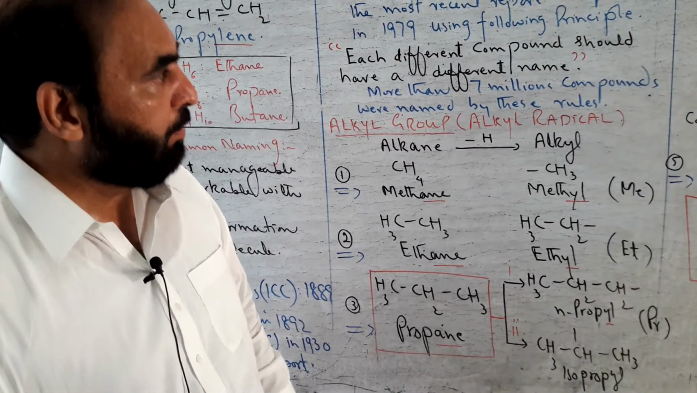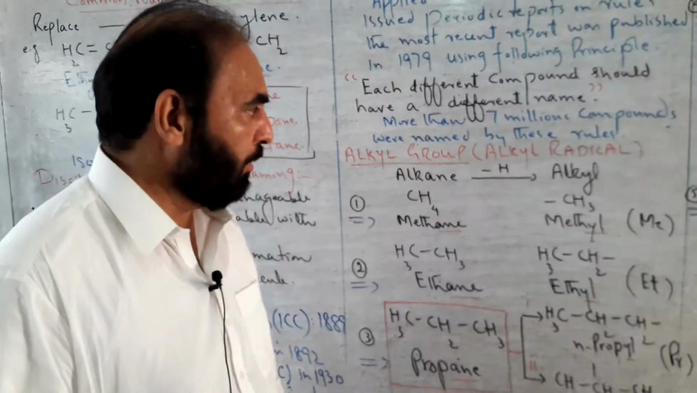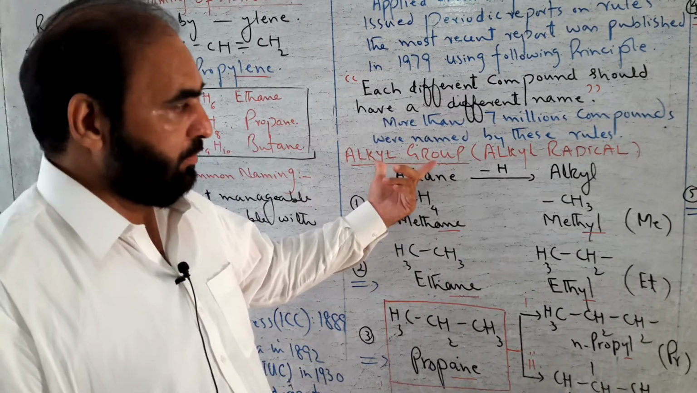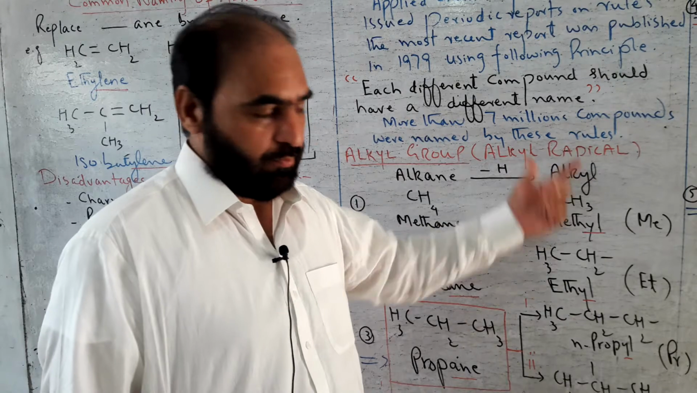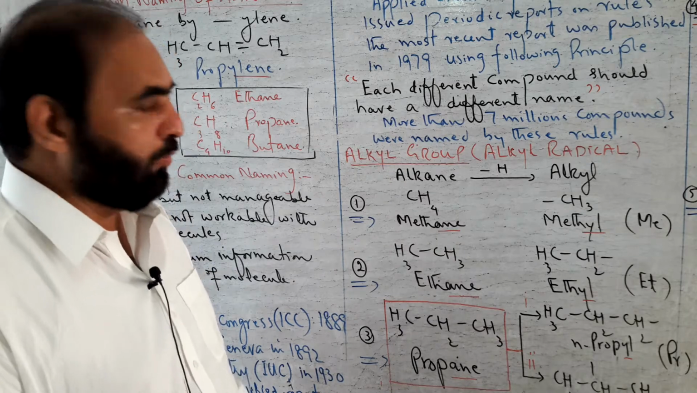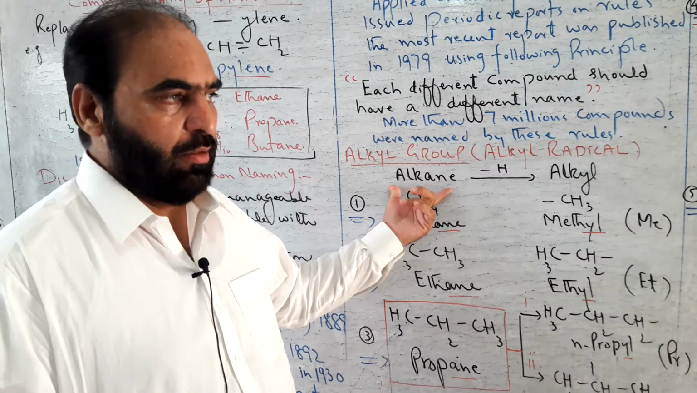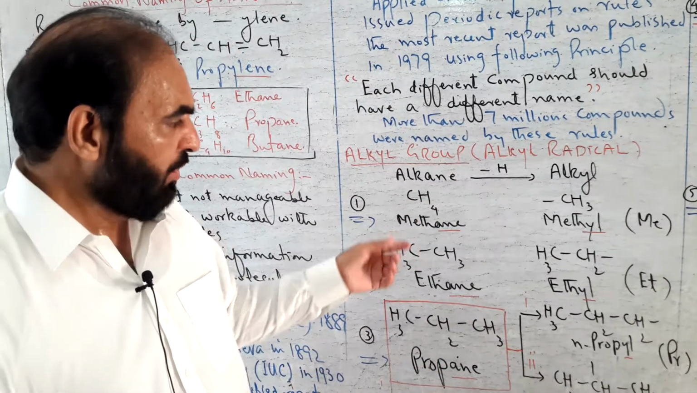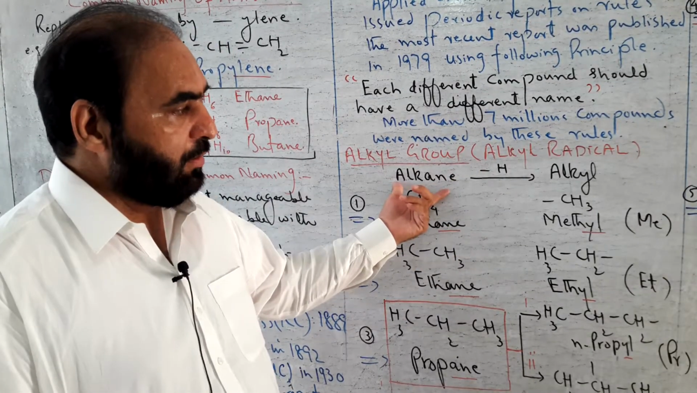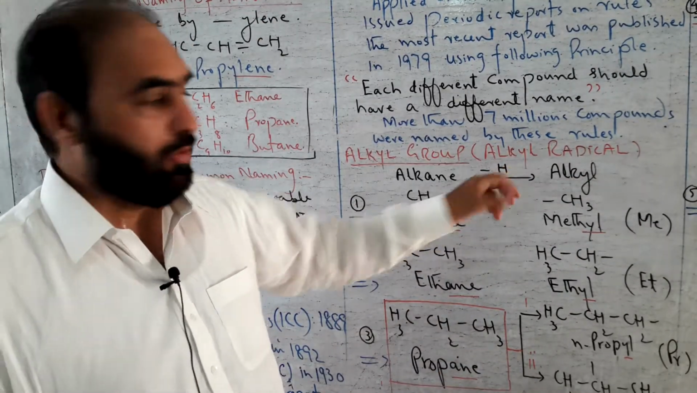So before applying rules of this committee for naming different families of organic compounds, first of all, we have to learn what is alkyl group, which is also called alkyl radical. Alkyl group is obtained when we remove any hydrogen atom from a carbon of alkane at any place in chain. One hydrogen atom when removed from alkane, we get alkyl group. Minus H means we are removing one hydrogen atom from alkane.